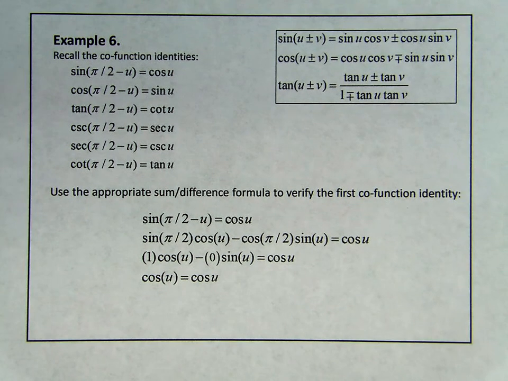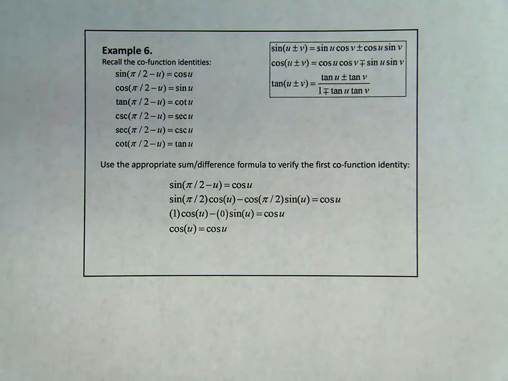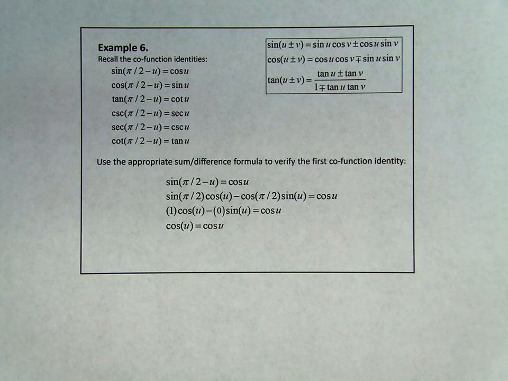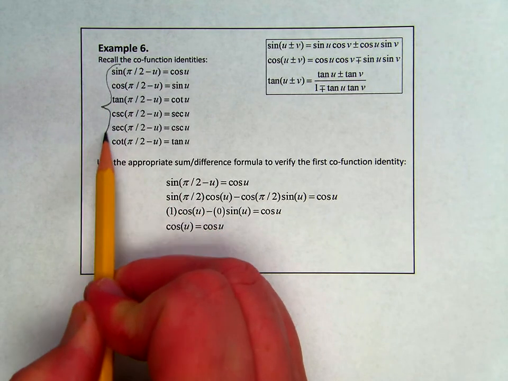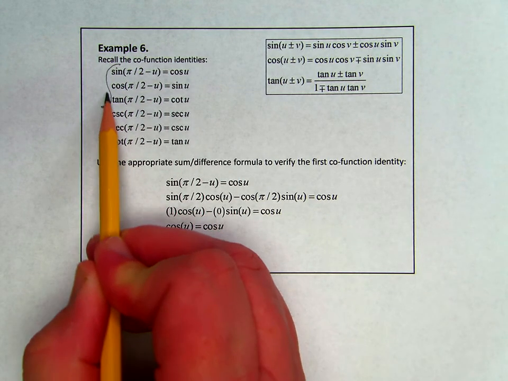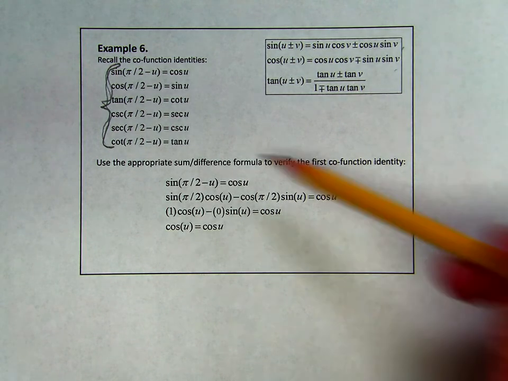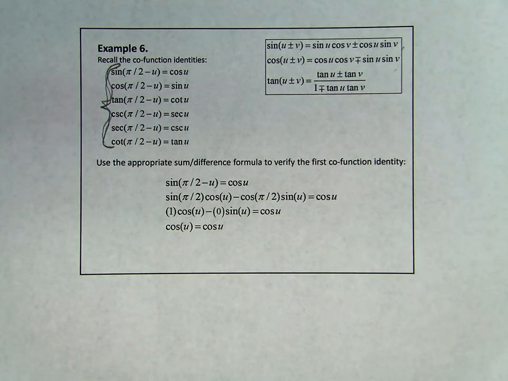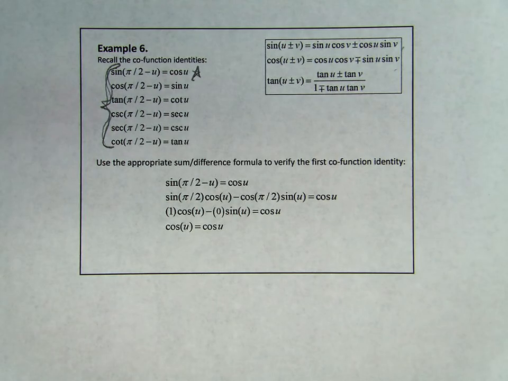All right, a connection back to one of the sets of identities we introduced, our cofunction identities. Okay, these were our 6 cofunction identities. We haven't done a whole lot with them in the last couple classes. What we can do with the sum difference formulas is verify some of these guys. So I'm not going to do them all. We're just going to do the first one right here.